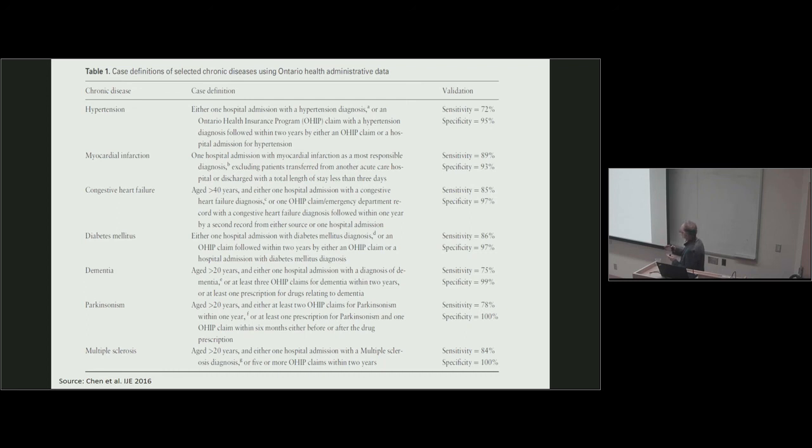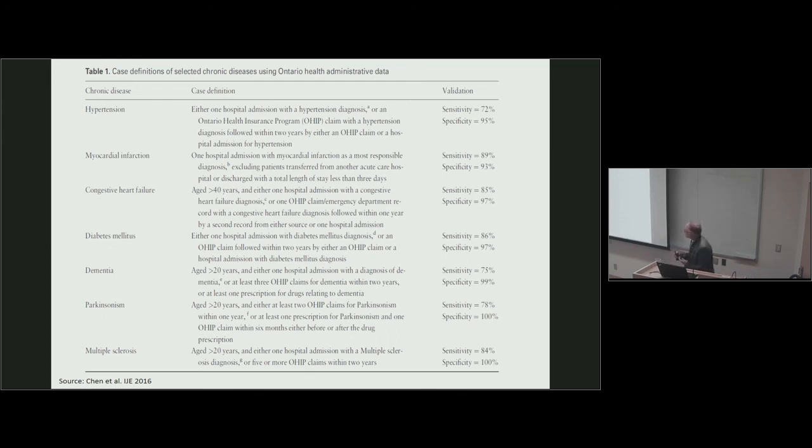Every time they produce an algorithm, they go in and do an independent record check of hospital records and physician records, and they say, do we think that person had diabetes from the basic records? And then they compare it with the algorithm prediction. The specificity says, the algorithm says yes and the independent assessment says yes in about 99, 100%, 97, 97, 93. So basically, if the algorithm says you have an outcome, the independent assessment says you have an outcome.